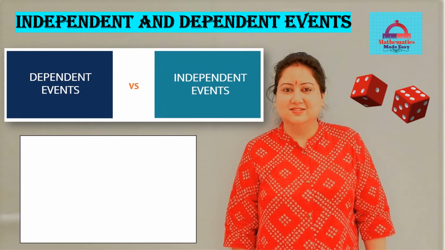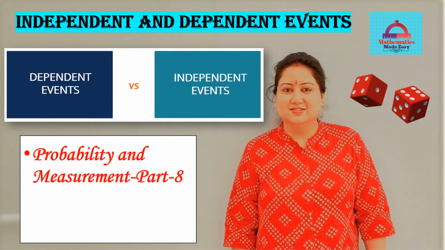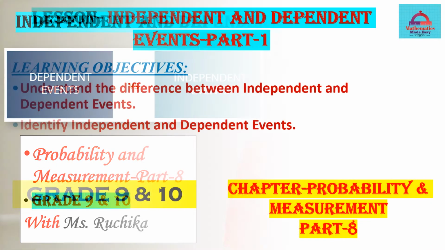Okay, so let me tell you about today's video. Today's video is going to be part 8 of the series of probability and measurement that we started for grade 9 and 10 students. And in the session today, in this video, you are going to be looking at what is the difference between independent and dependent events. Very, very important session. So let's get started.